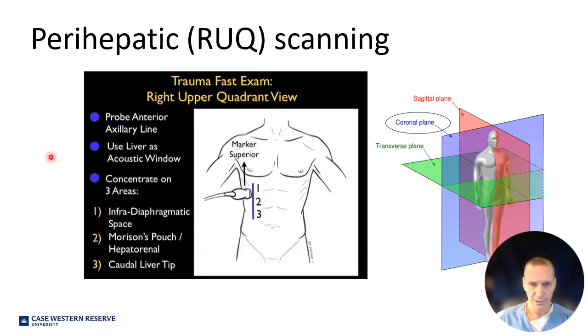Here's another illustration. This is done in the coronal plane, and we want to identify three key things. Number one, we want to look around the diaphragm. We want to look at Morrison's pouch, because this is the area most likely to collect hemorrhage. And then we want to look at the tip of the liver. When we look around the diaphragm, we're also looking for hemothorax. Morrison's pouch is the most likely area for blood to collect. And the tip of the liver, so you can truly call the exam negative.